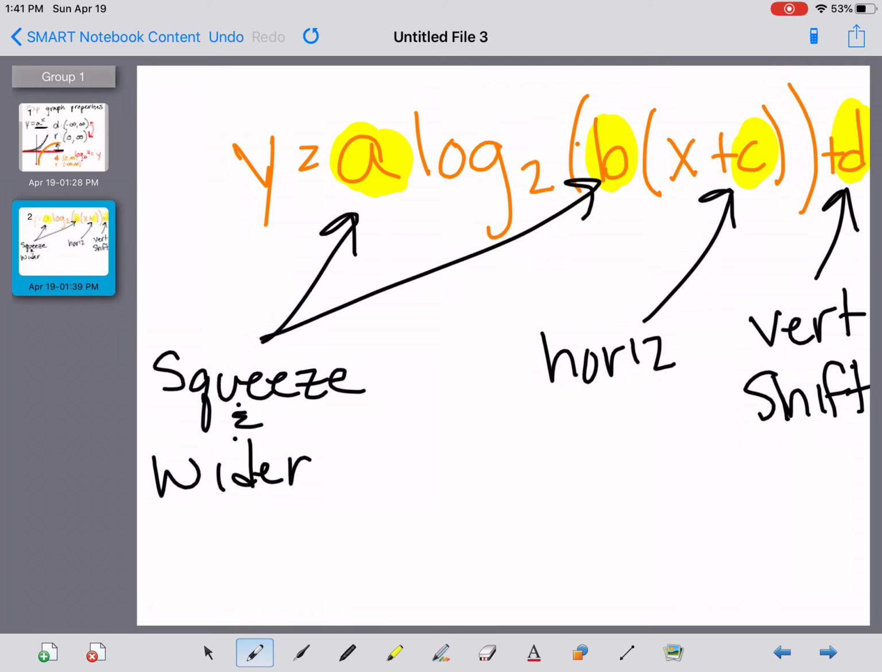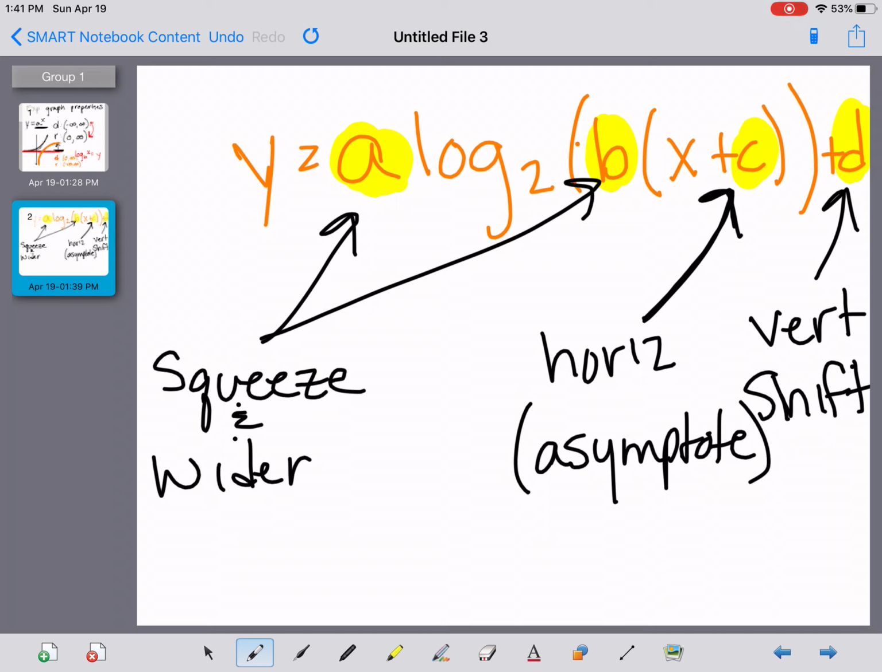The only other piece is that this not only changed the horizontal, but that also means it shifts the asymptote, or where that limit is, that vertical asymptote, or where it goes undefined. So that'll shift it too. This is what you're going to explore in your practice for today: what specifically these pieces do and how they affect the function and the graph itself.